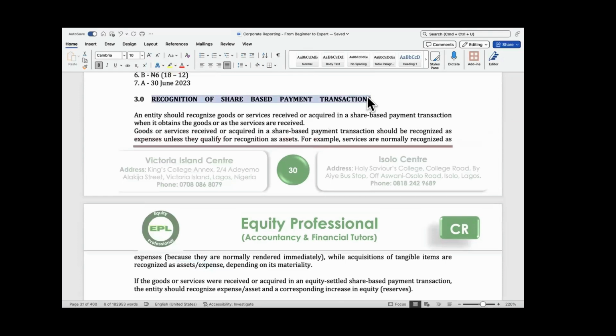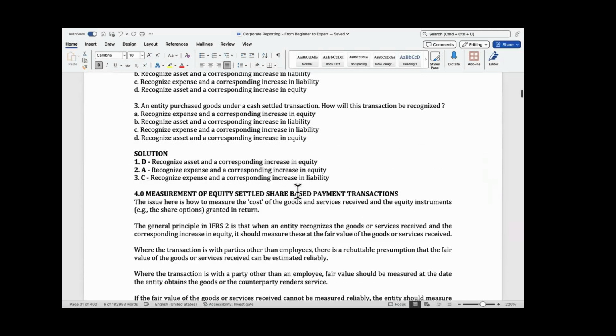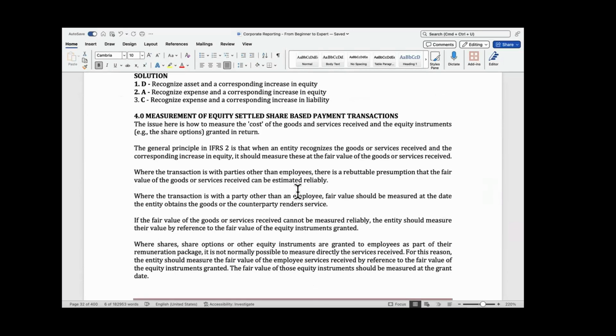So the one we did not look at last week regarding recognition is the one where there is a choice of settlement. We are going to carefully look at it today. Then we moved on to measurement. For measurement, we need to understand how you measure equity settled share-based payments, how you measure cash settled share-based payments, and the one where there is a choice of settlement between either equity settled or cash settled.